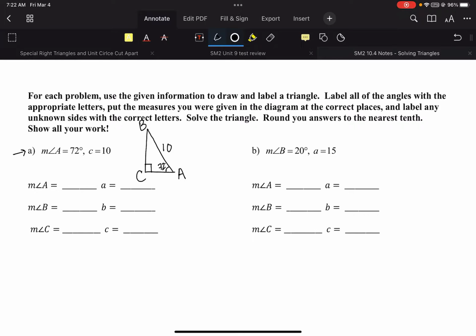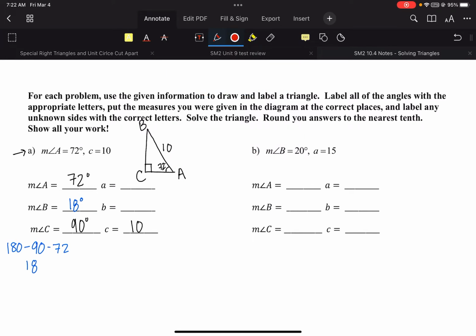And now this problem is exactly like the ones that we were doing before. I'm going to fill in what I know. So I know A is 72 degrees, I know C is 90 degrees, and then I know side length C is 10. And then I'm going to find all my missing parts. So let's start with finishing up our angles. Angles I think are easier, but that's just my preference. Take 180 minus the two angles that we have. We get 18. So angle B is 18 degrees.